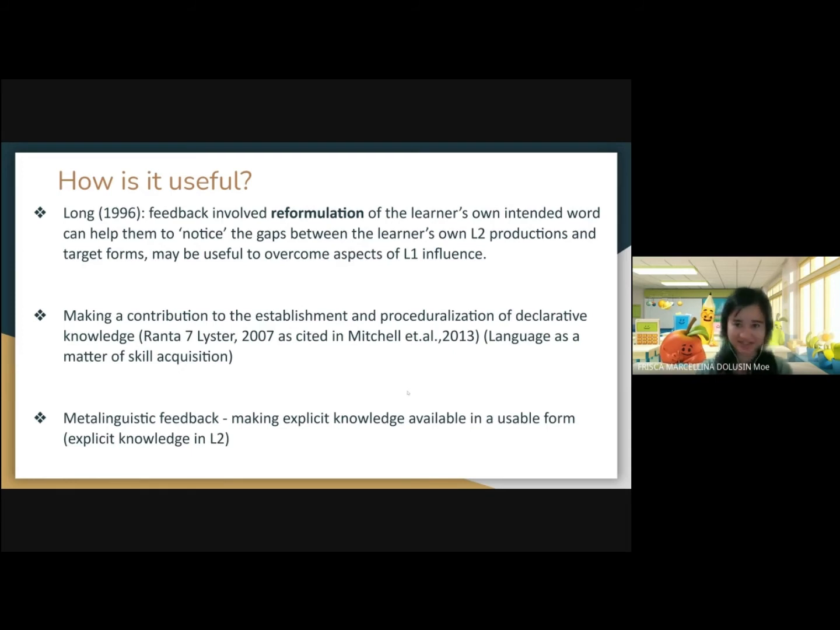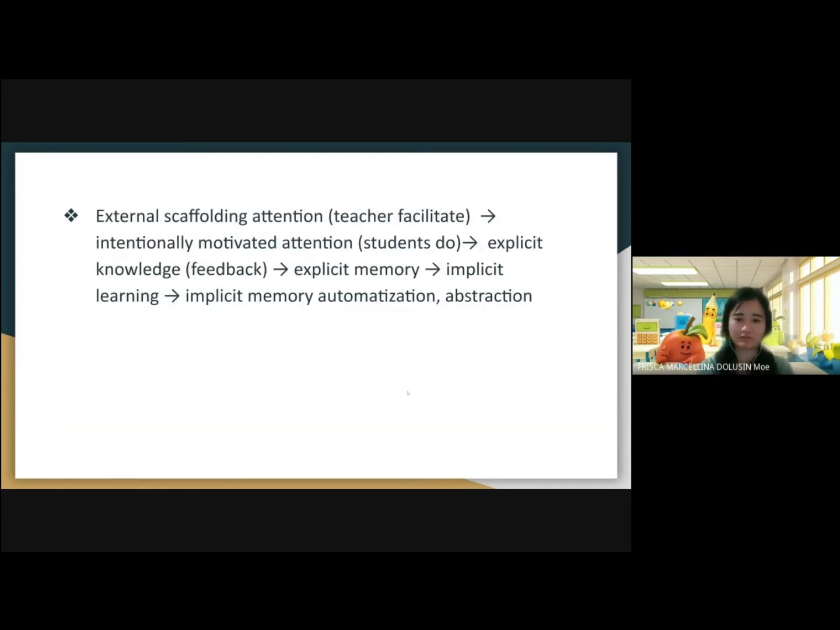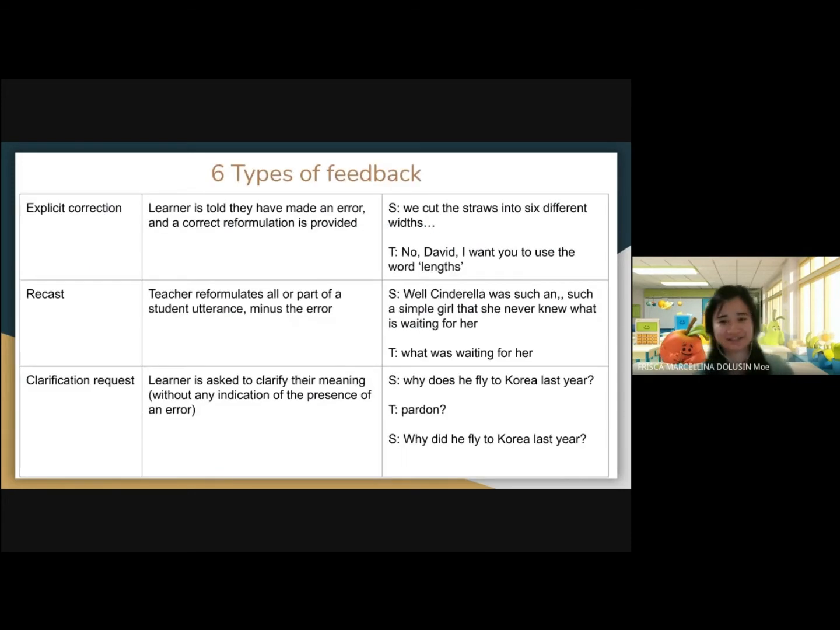Okay, next. As you can see from this flowchart, the external scaffolding attention where the teacher facilitated the learners, and then they will have the intentionally motivated attention where the students actually do tasks with the language. And then here comes the feedback, which is in the form of explicit knowledge from the teacher. And then from the feedback, they will get explicit memory. And then from the memory, they will do implicit learning where they actually know the gaps from their own production, and then from there they will have implicit memory, automatization and abstraction.